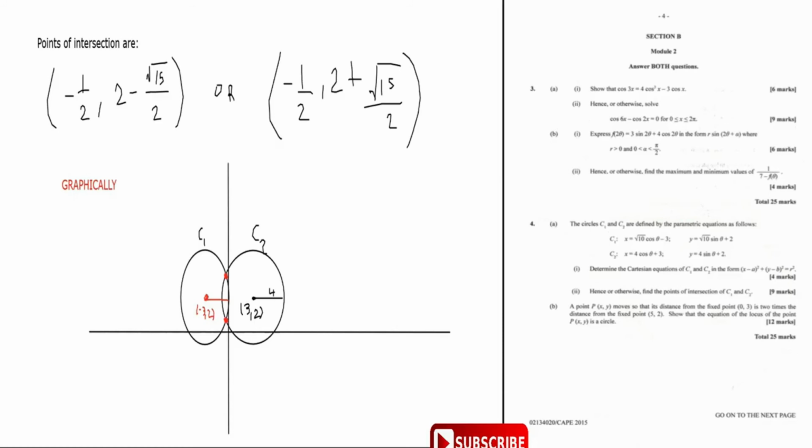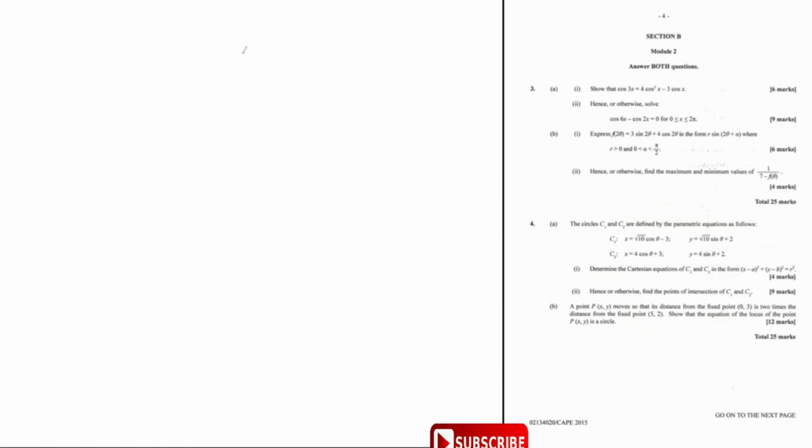Now let's look at part B. Part B is locus. Part B is locus. All right. Part B says a point P of X moves so that its distance from the fixed point 0, 3 is 2 times the distance from a fixed point 5, 2. Show that the equation of the locus of the point P of X is a circle.